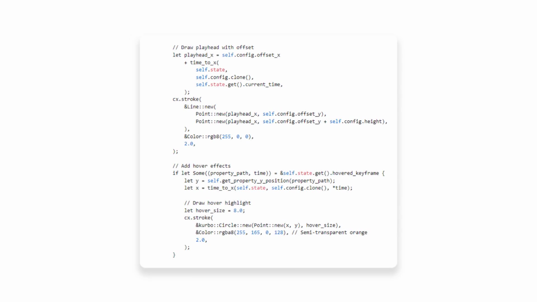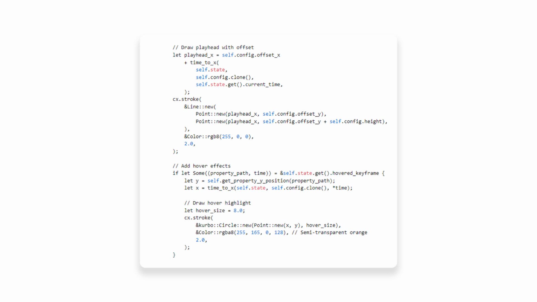This code snippet handles the rendering of a playhead and hover effects on a timeline. 1. Playhead drawing. It calculates the X coordinate of the playhead based on the current time and the horizontal offset. The time to X function converts the current time to an X position within the timeline. A red vertical line is drawn to represent the playhead, spanning from the top to the bottom of the timeline.